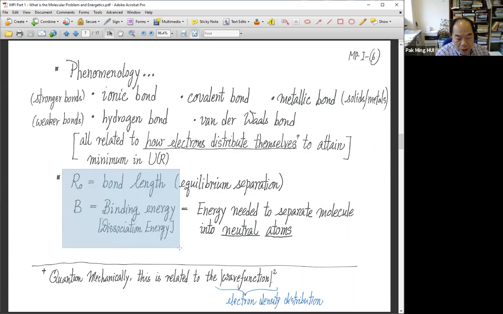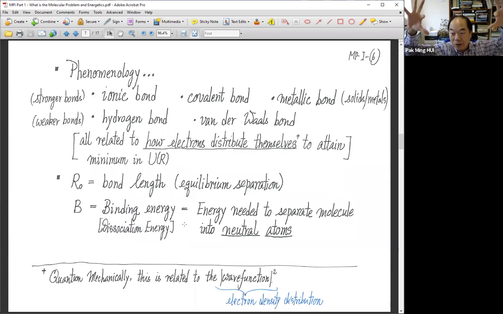We already pointed out that there are two quantities very often cited: bond length, that is the preferred separation, and binding energy. That is the energy that you need to provide in order to break them apart into neutral atoms, okay? Or in other words, when neutral atoms come together and form a bond, they will release this binding energy, or gain this binding energy.